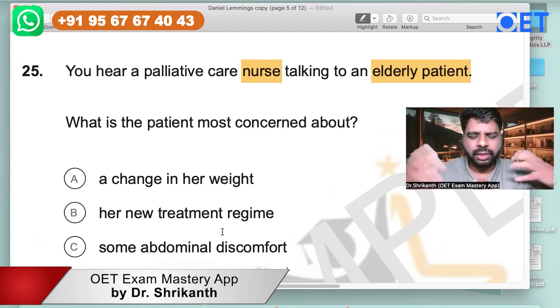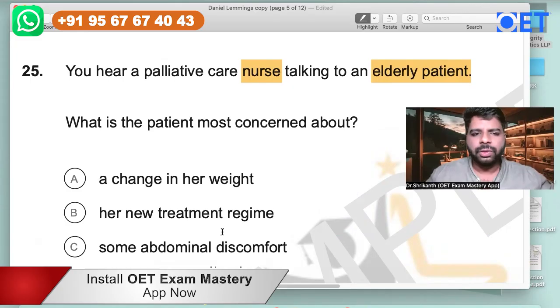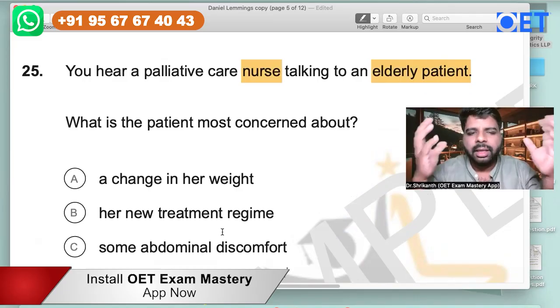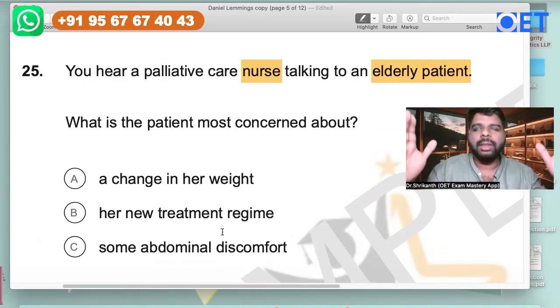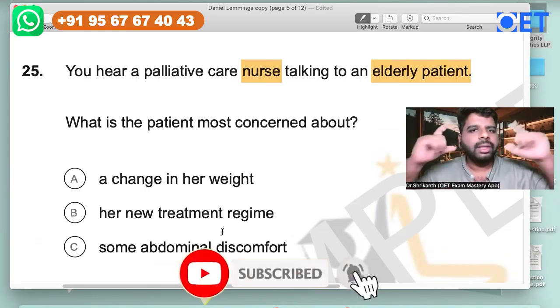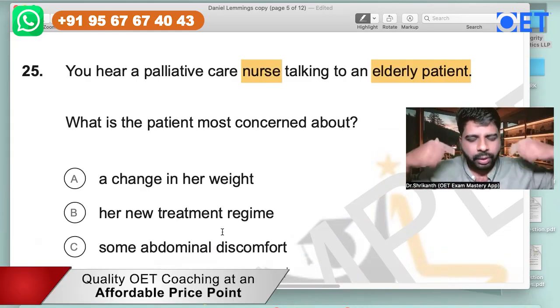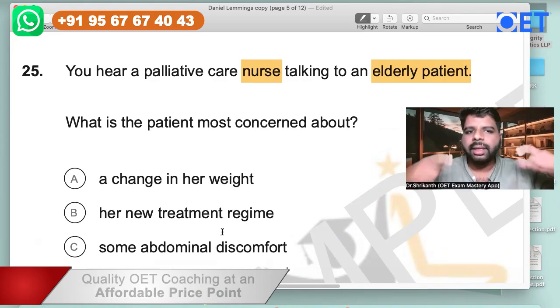Always visualize, okay? The visualizing part will always help you out. That is why in the recorded lectures from the app, I always use a lot of videos, photos, animations and all. It is to actually boost your visualizing. So, for example, just imagine there is a room, there is an elderly patient, and there is a nurse over there. If you are visualizing the situation as you listen to the audio, it will help you.